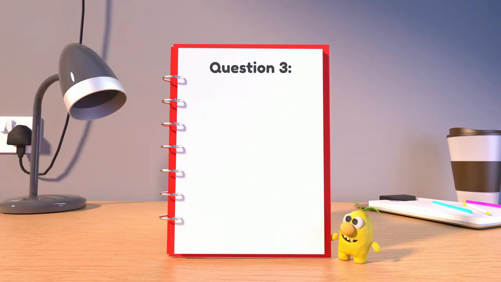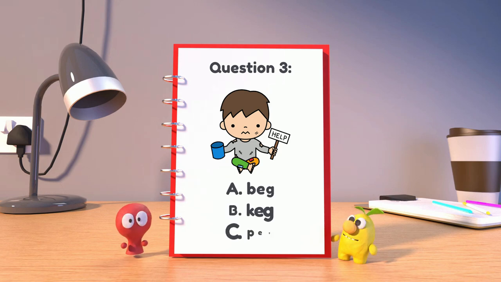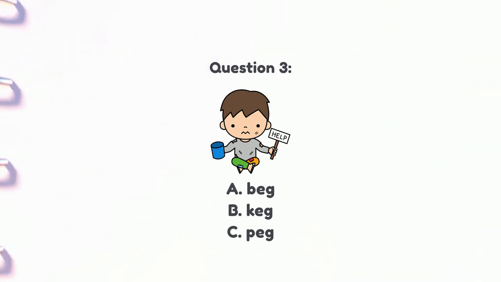Question 3. What is a word that means when you really, really want something and you're asking someone to give it to you? A, beg, B, keg, or C, peg? The answer is A, beg.